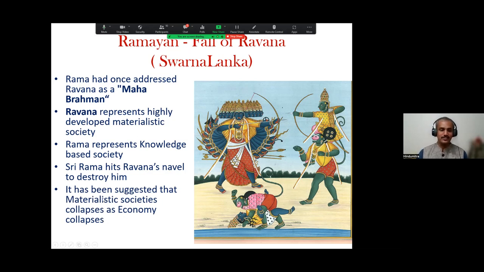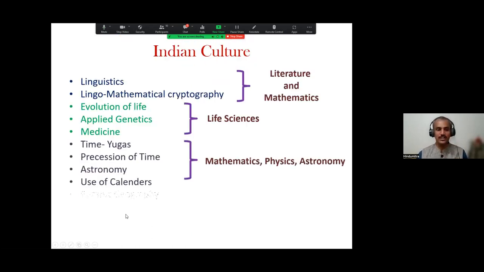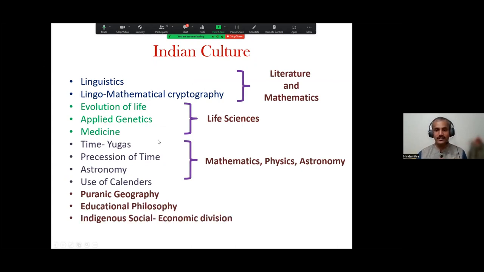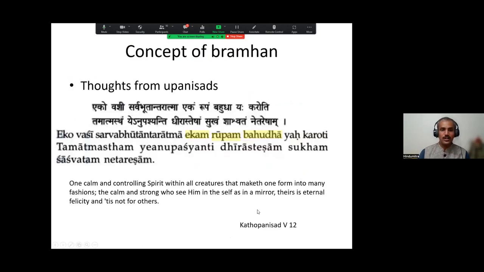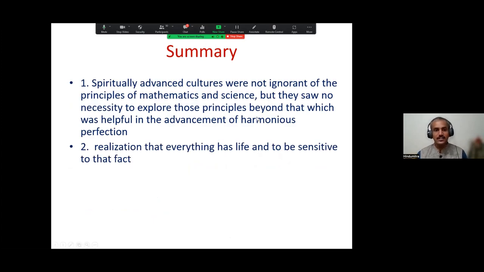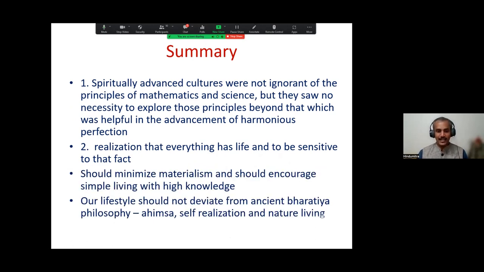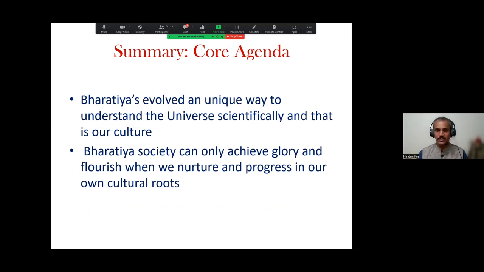So the moral of the story links directly to the Manusmriti, which says that a material society collapses when the economy collapses. Indian culture gives a unique insight into various aspects of life, for example linguistics, life sciences, mathematics, geography, education, philosophy, as well as socioeconomic divisions. So the summary is, the spiritually advanced cultures were not ignorant of the principles of mathematics and science, but they saw no necessity to explore those principles beyond that which helps in the advancement of harmonious perfection. That means no destruction of nature for your own greed. In that way, Indian philosophy has evolved and Indian culture represents this.